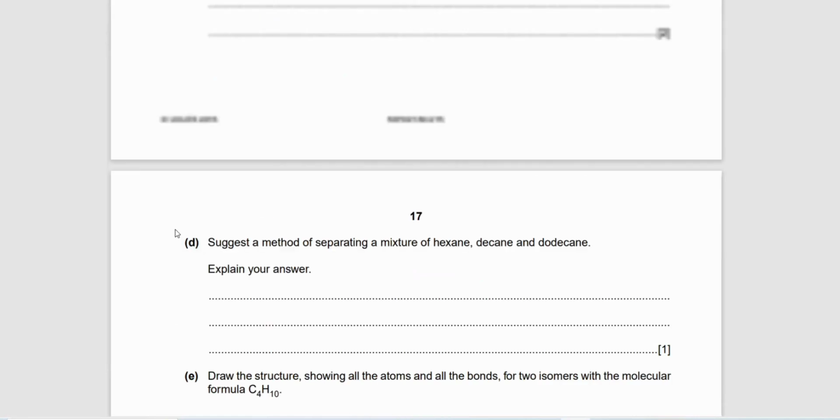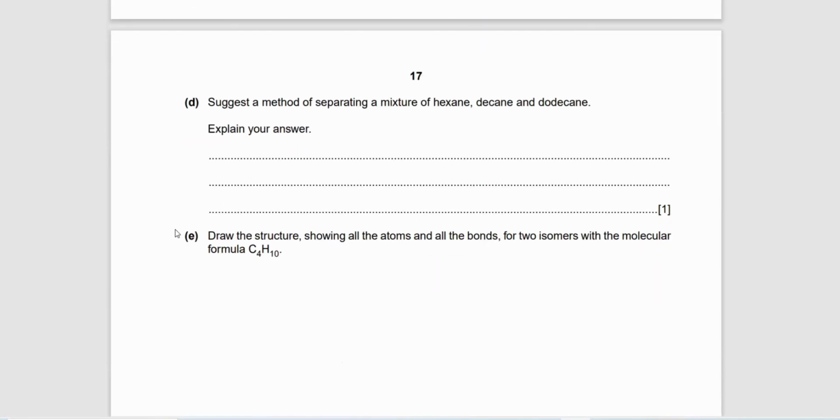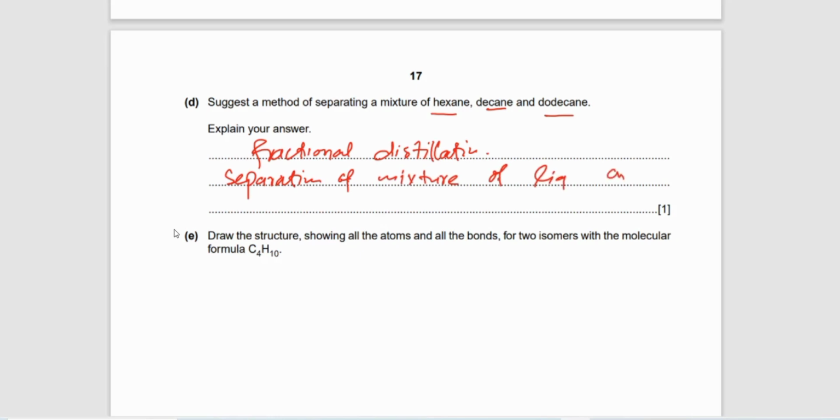Suggest the method of separating the mixture of hexadecane and dodecane, and explain your answer. So fractional distillation. And you know what is fractional distillation? Separation of a mixture of liquids on the basis of their different boiling points.